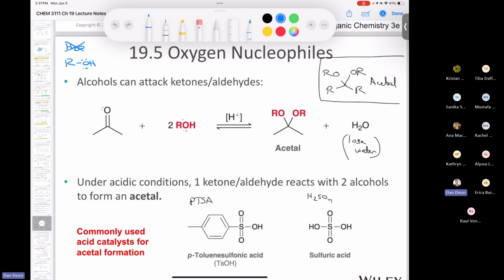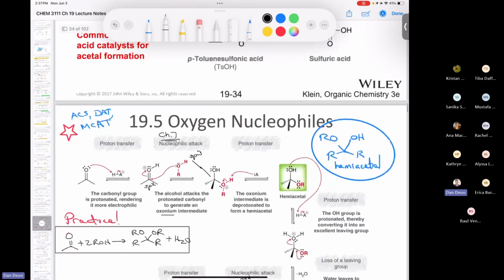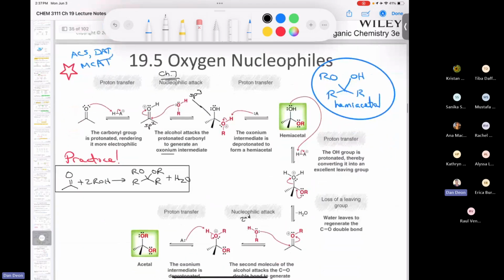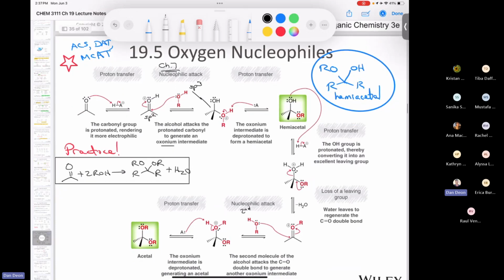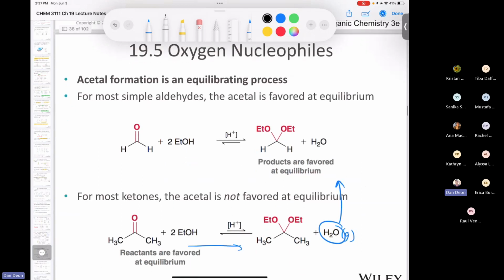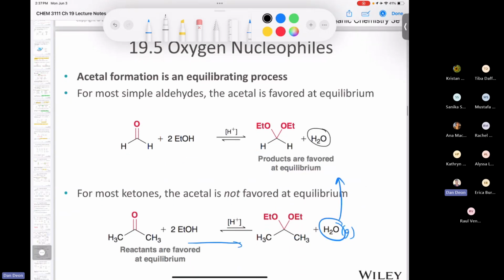Then we said, what are the possible acid catalysts? We said you could use PTSA or sulfuric acid. They're both very strong acids. So then we said, let's take a look at the mechanism. So this is the mechanism of that reaction. And we said, well, how do you get it to go to completion? The way you get it to go to completion is you remove the water. If you remove the water, which I told you can be done by distillation, it pushes the reaction in the forward direction based off of Le Chatelier's principle.